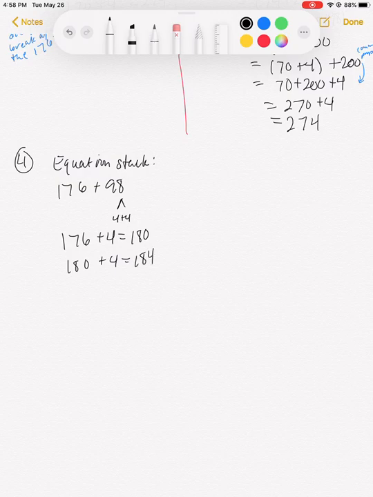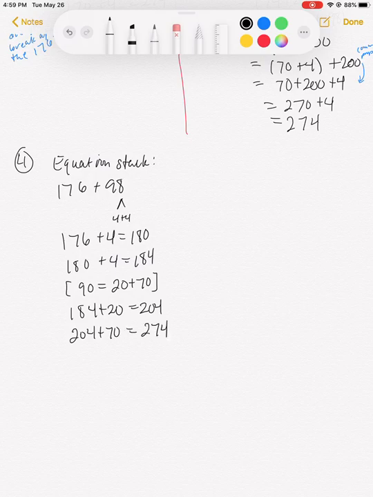And so the student had added 184 and 20, but in order to help us know where that came from, the student in their mind separated the 90 into 20 plus 70 to get that 20 to come out to the 184. Okay. Now the 70 will also be added to the 204 to get to 274.